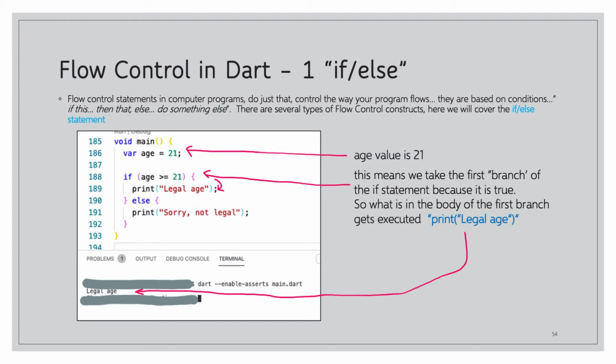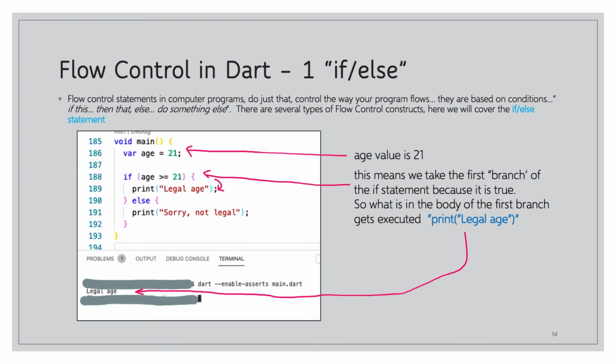Being that our age is 21, it takes what we call the first branch, the if branch. Think of if statements like a switch. You can only go down one branch, or one path, at a time. Once the condition is satisfied, or the test if you like, it'll take that branch and execute whatever's in the body of that branch. Here, age is greater than or equal to 21, in this case equal, so it executes what's inside the curly brackets, so it prints legal age.